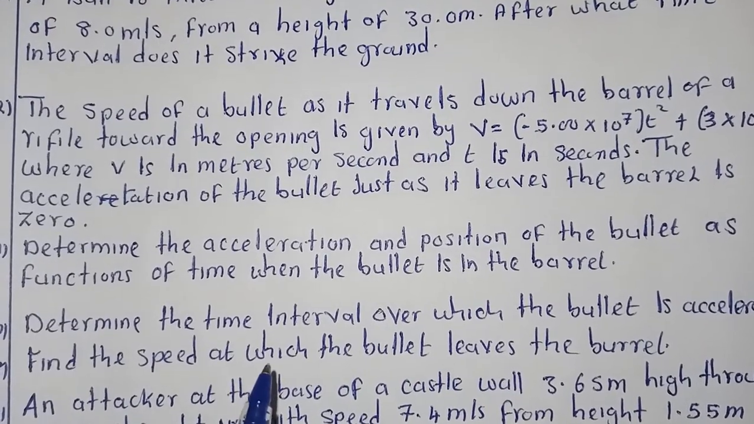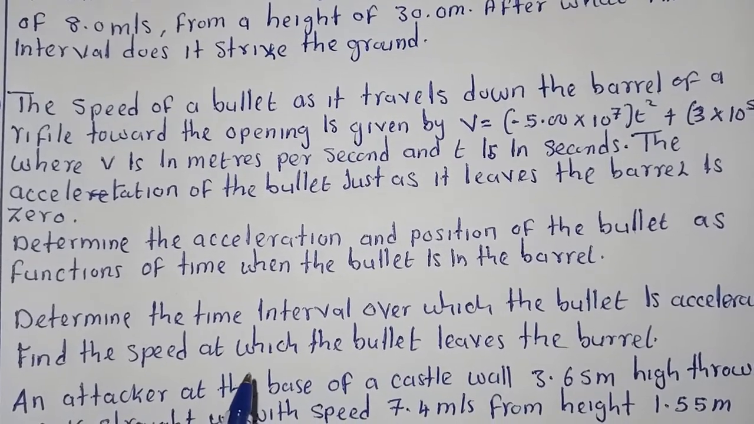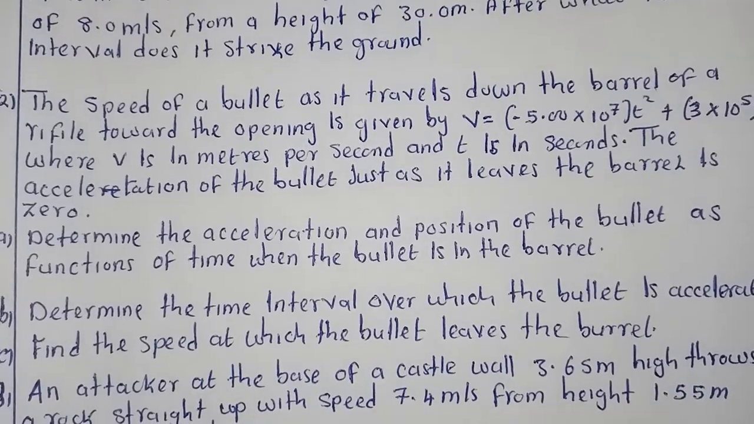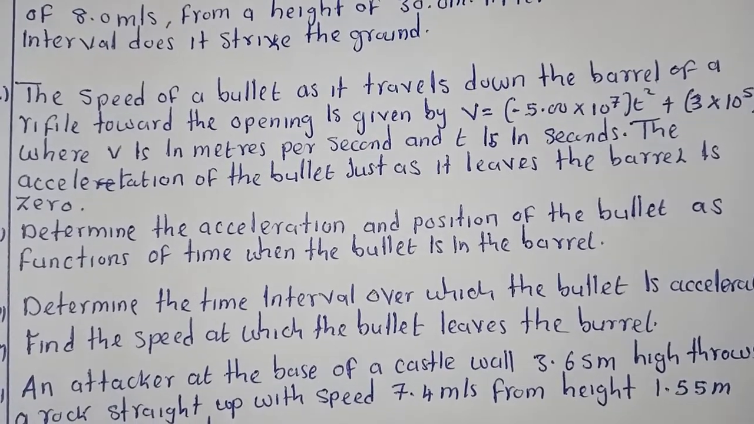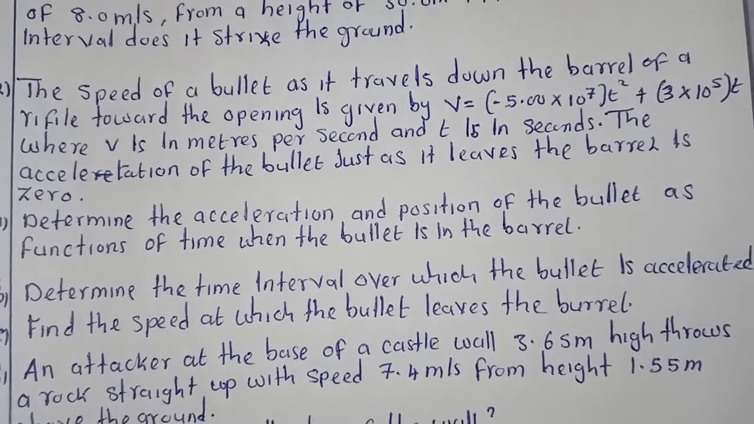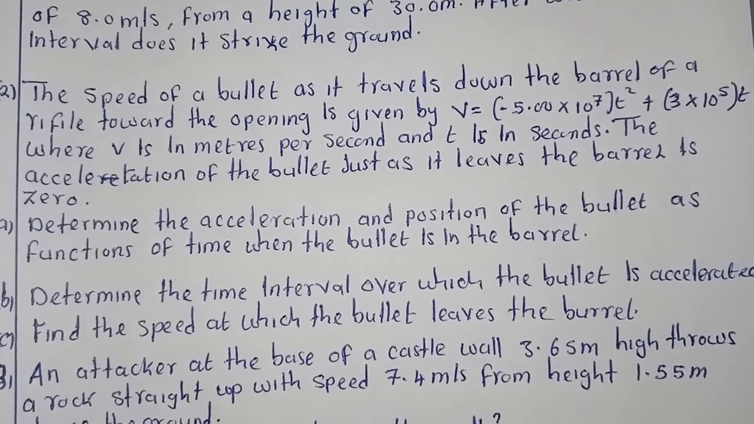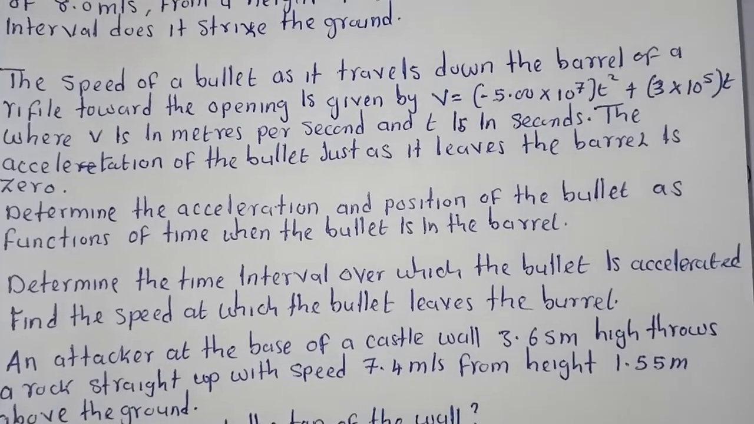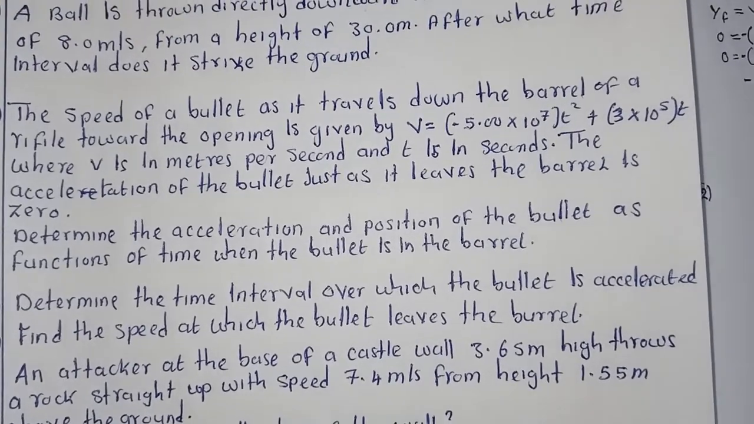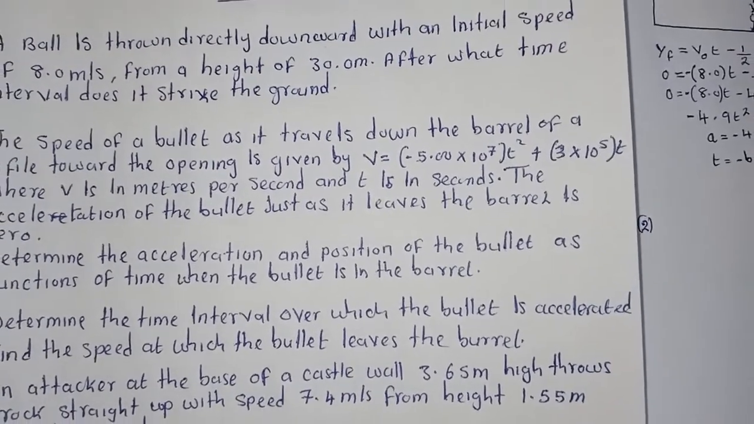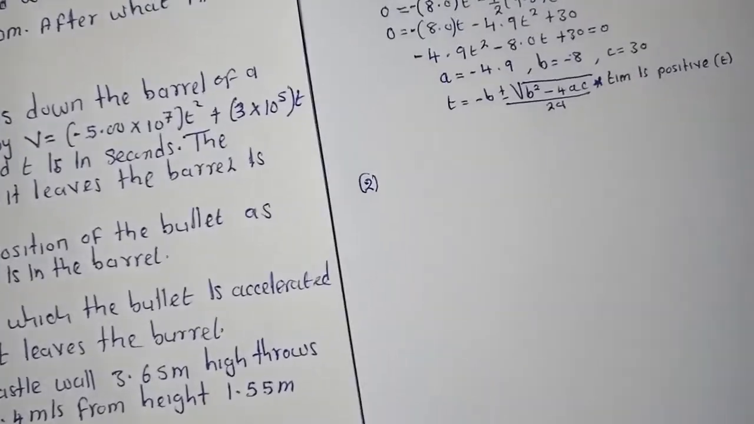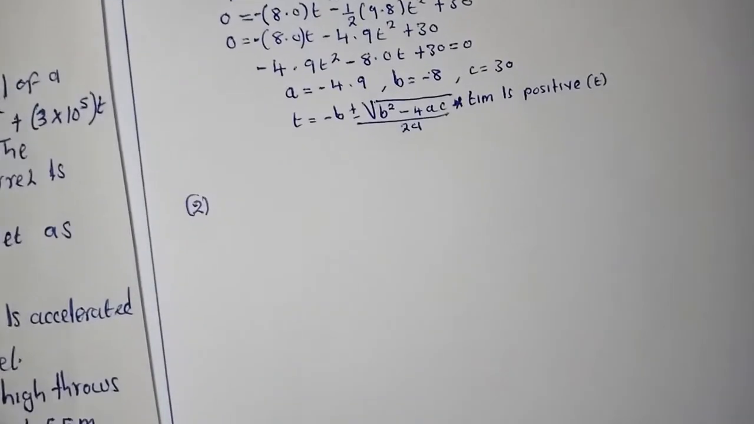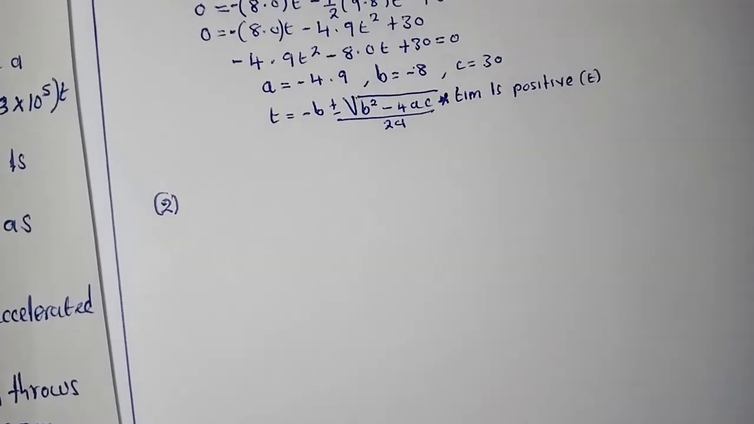Okay, so you take note of that. Determine the acceleration and position of the bullet as functions of time when the bullet is in the barrel. Determine the time interval over which the bullet is accelerated. Find the speed at which the bullet leaves the barrel. So usually these are questions that you will need to be dealing with under this topic. So they're very tricky, but very simple.